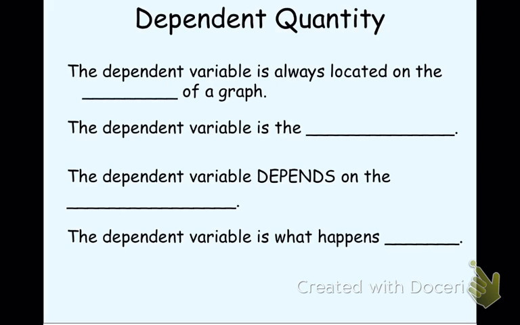So the dependent variable is always located on the y-axis of a graph. It goes on the y-axis because it comes second. Independent will always come first because the dependent depends on the independent. So dependent comes second, it goes on the y-axis. The dependent variable is the output. If you're thinking about it as input, output, or x, y, it's your y value, the output, which we call the range. The dependent variable depends on the independent variable, and the dependent variable is what happens second or last.